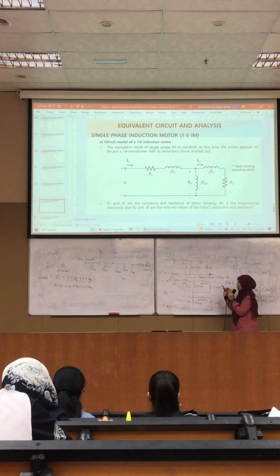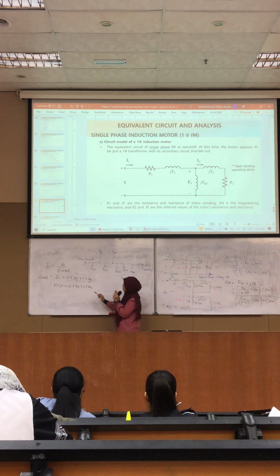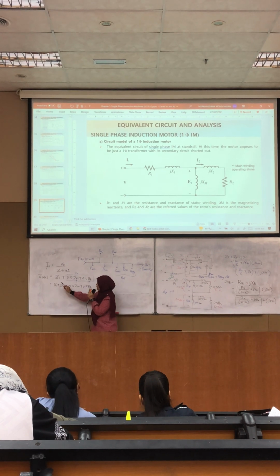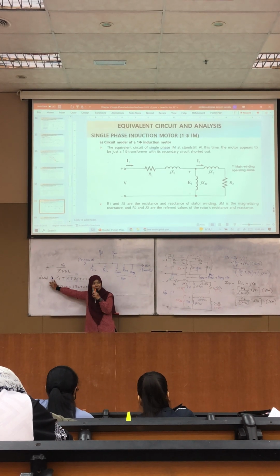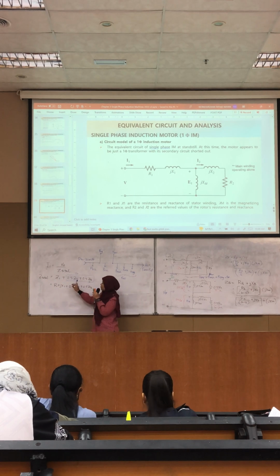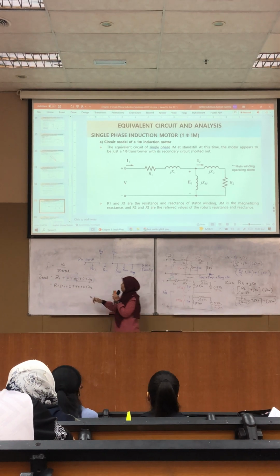Now let's take a look at calculating this ZF, because this Z total is already clear, right? Because it is Z1 plus ZF. The only difference is this ZF. How to get this ZF?